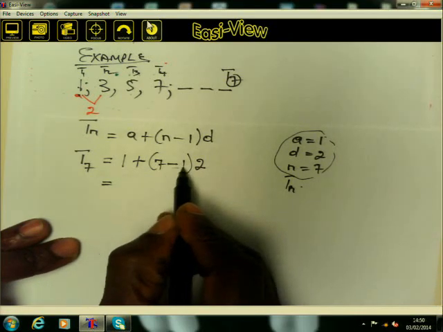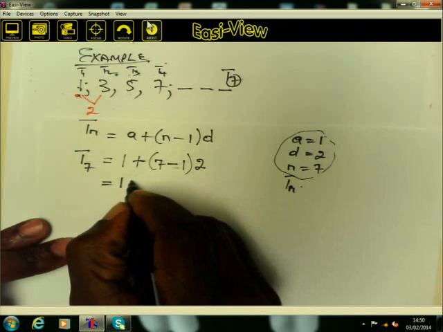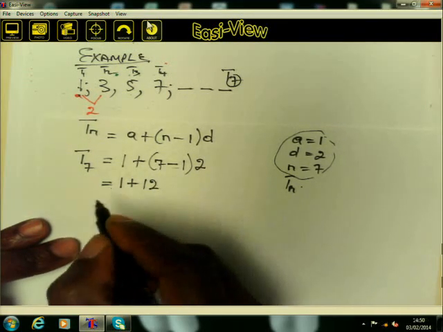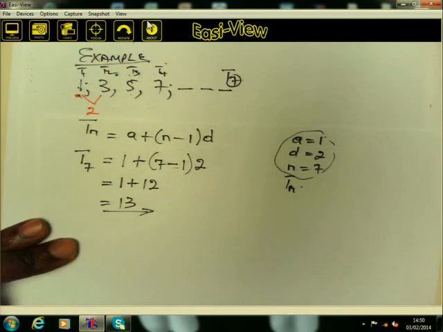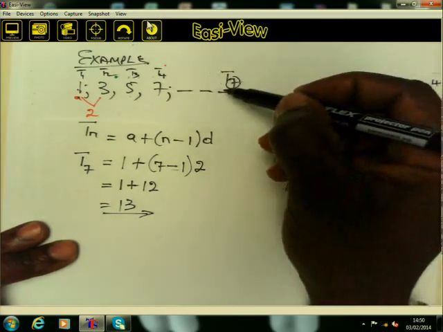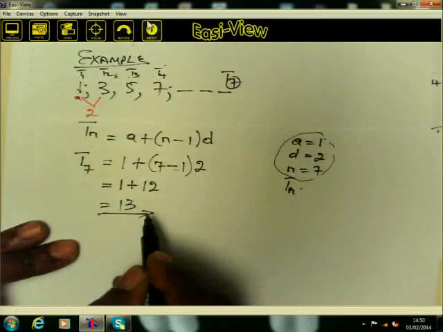This is going to give us a 6. That is going to be multiplied, and it gives us a 12. It means we have 1 plus 12, and then 1 plus 12 is 13. In other words, the term number 7 here will be nothing else but 13. That's how we have got that.